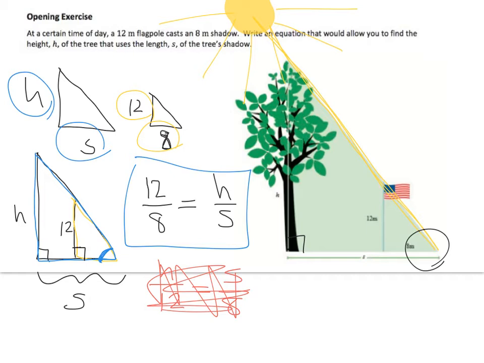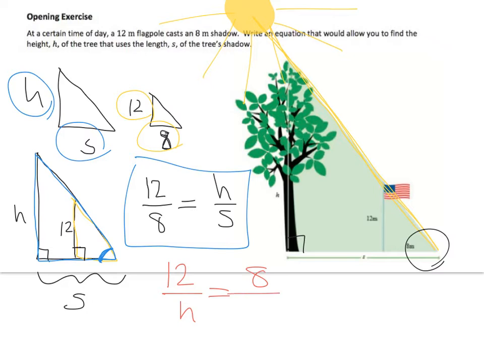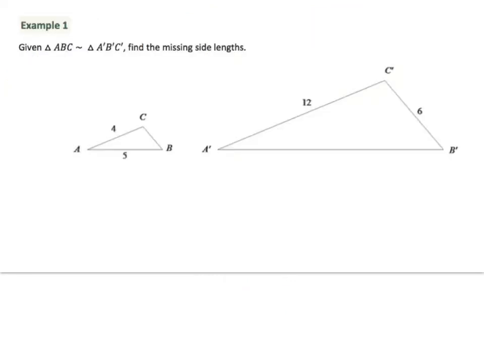It doesn't matter as long as you stick with the same pattern. Actually, I'm going to rewrite that. Sorry. I did h over 12 and s over 8. I could even do 12 over h equals 8 over s. Like I said, it doesn't matter as long as you stick with the same pattern. Cool? This just said write an equation. Check. Done.